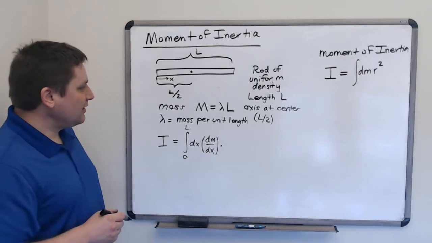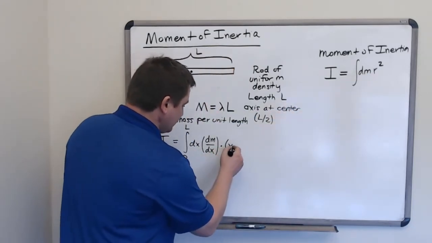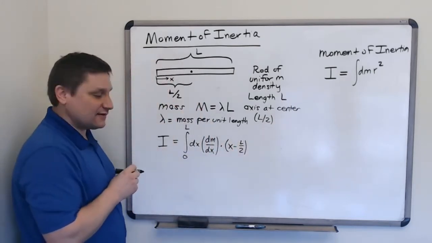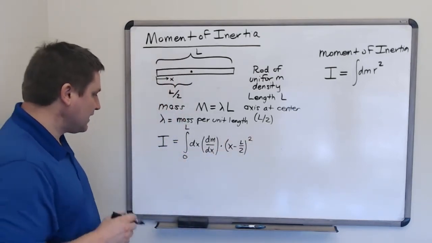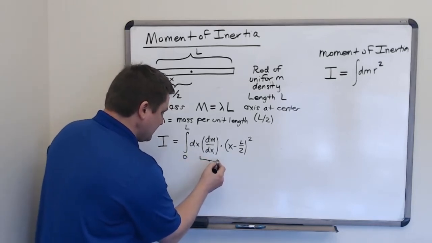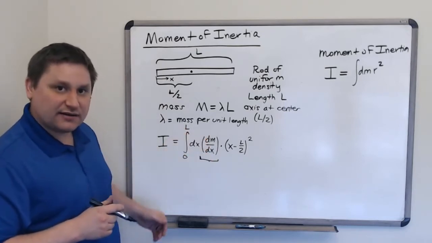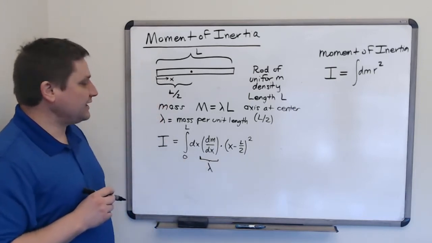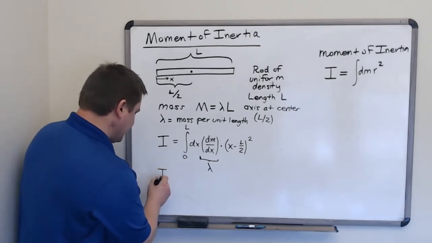Then our value of r is going to be x minus L over 2. That's the distance from the axis. And that gets squared. Now our variable here, dm dx, is the mass per distance along the rod. So this is simply the linear mass density. All right, so let's do this integral.